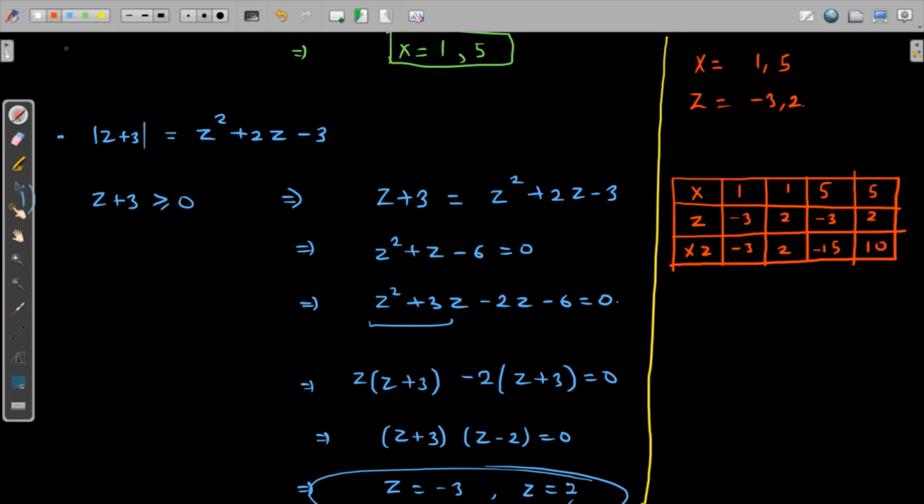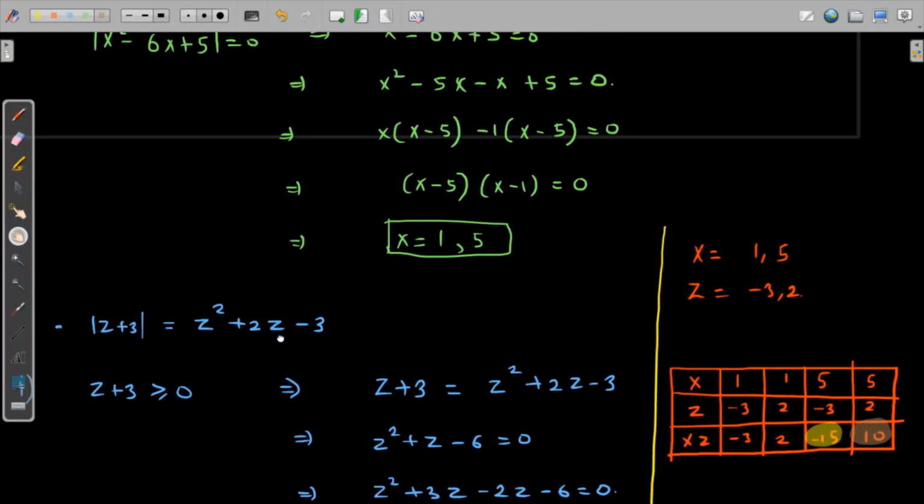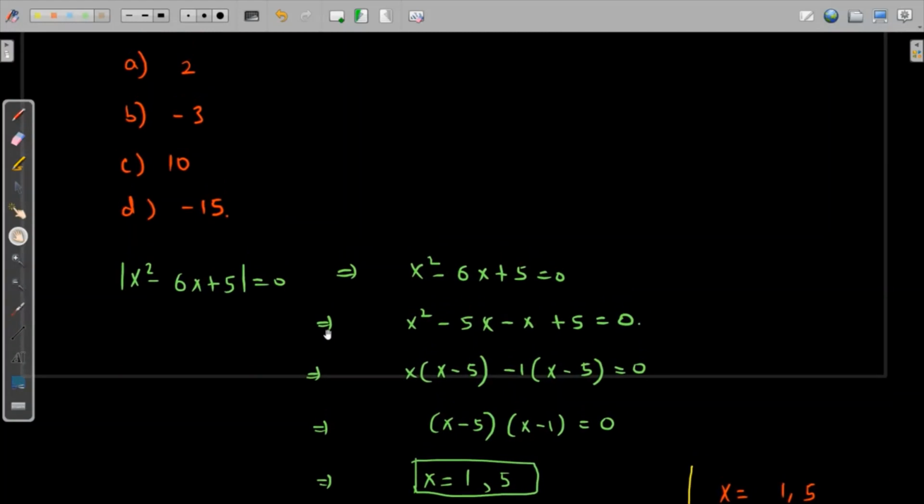They're asking for the minimum, so it's pretty much intuitive. The minimum is -15, and had they asked for the maximum, then the maximum is 10, because clearly 10 is the maximum among all these values. But as of now, they're asking for a minimum, so the minimum value is -15. So we are going to mark option D as the correct choice. Thank you.